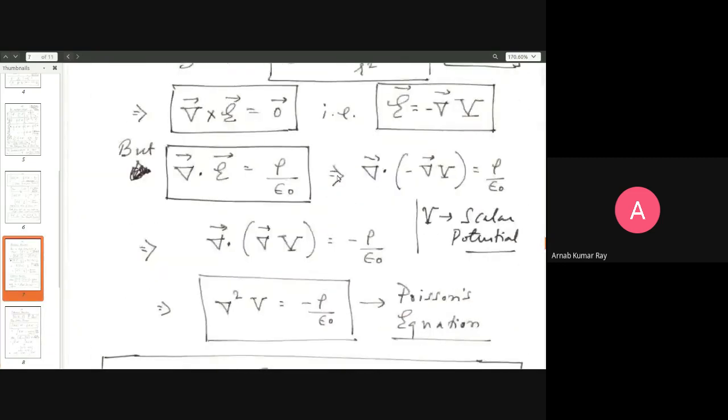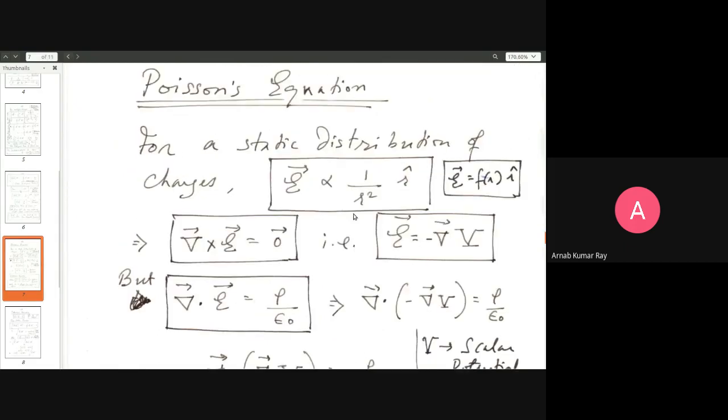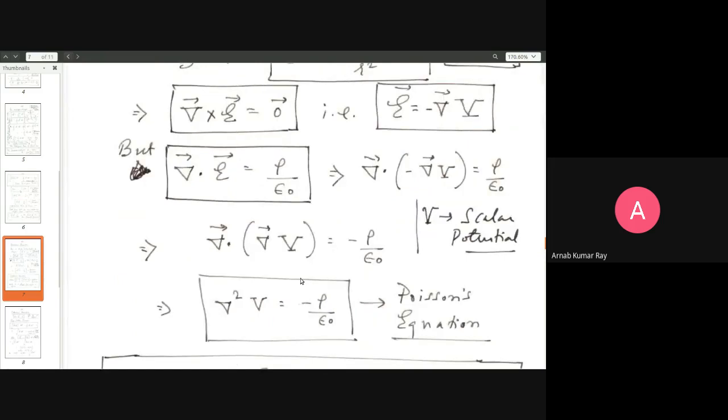I'll just touch on something important over here. Why are we complicating things? Ultimately, our purpose is to find the electric field. So why are we going into a potential business? The answer is simple: mathematical expediency. What do I mean by that?